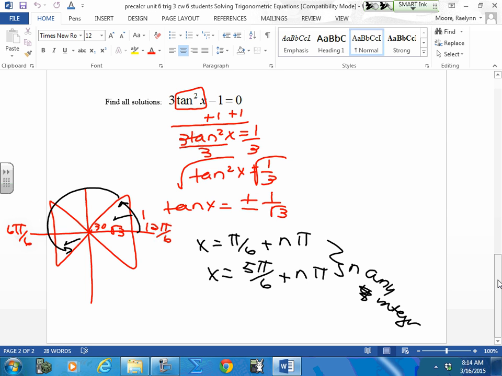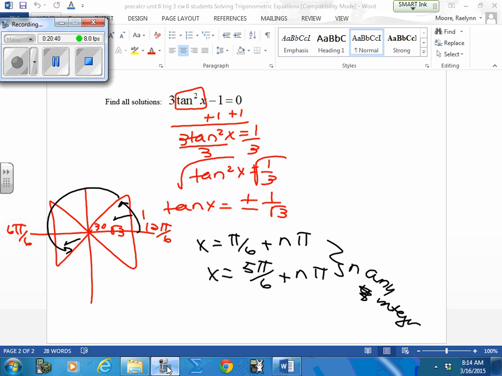See it? They're complete opposites. Complete opposite is 180 apart. So I don't really have to do all four and say 2n pi. I just have to pick the opposites. Okay, try these.